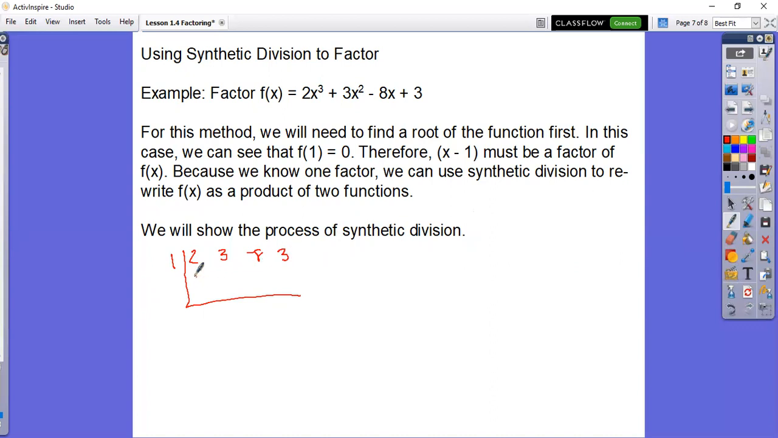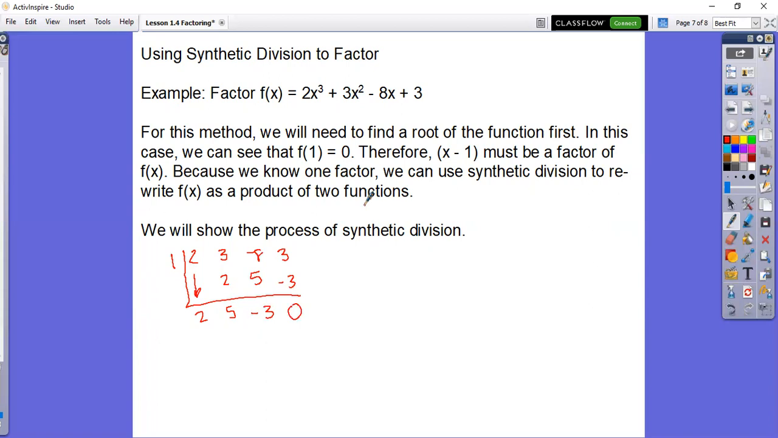All right, so what happens here is this first term comes down. So that's 2. I multiply this by the root that I have over here, so that's 2, and then add down this row. So that's 5. And repeat the process. 5 times 1 is 5. Add -3, -3, and 0.